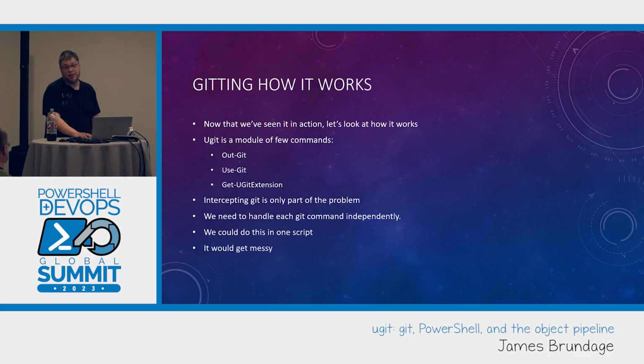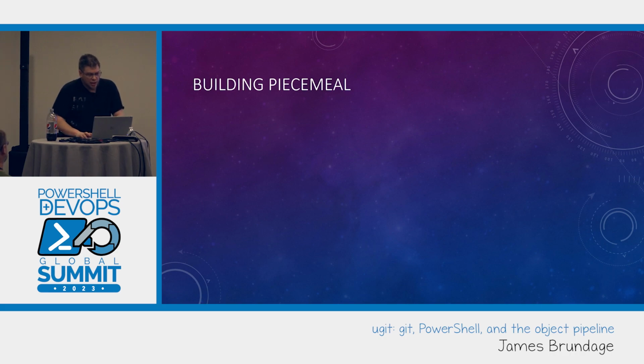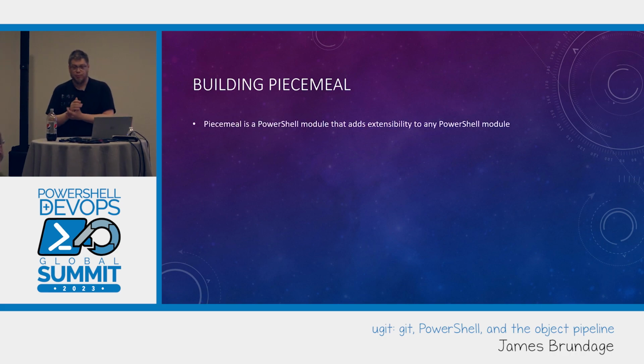It would get messy. I could have one big script that just says, all right, I had output from git. If it looks like this, if it looks like that, do this, do that. It's a lot better to build this piecemeal. What the hell is piecemeal, right? Now, Piecemeal is a PowerShell module that adds extensibility to any other PowerShell module. It's a build time tool.